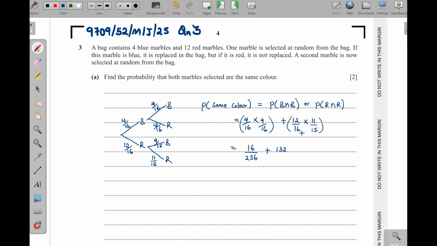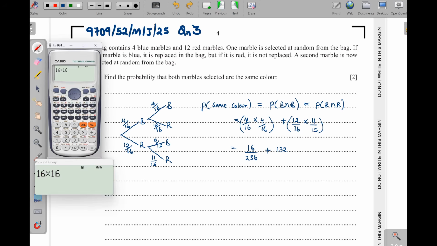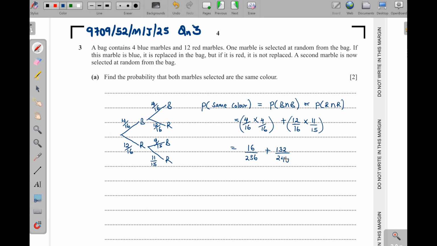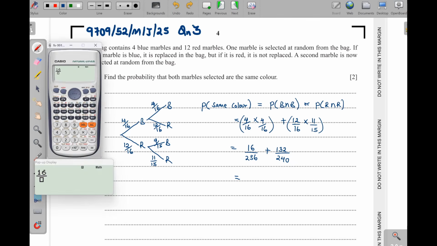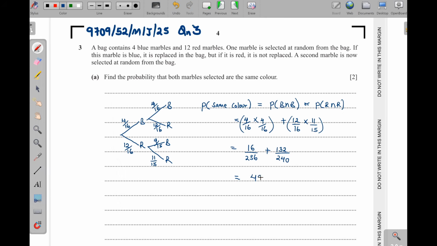Then how about this one? 16 times 15, 240. So when I add these two and then I simplify them, what do we get? 16 out of 256, then plus 132 out of 240. We get 49 out of 80. 49 out of 80. That is that.